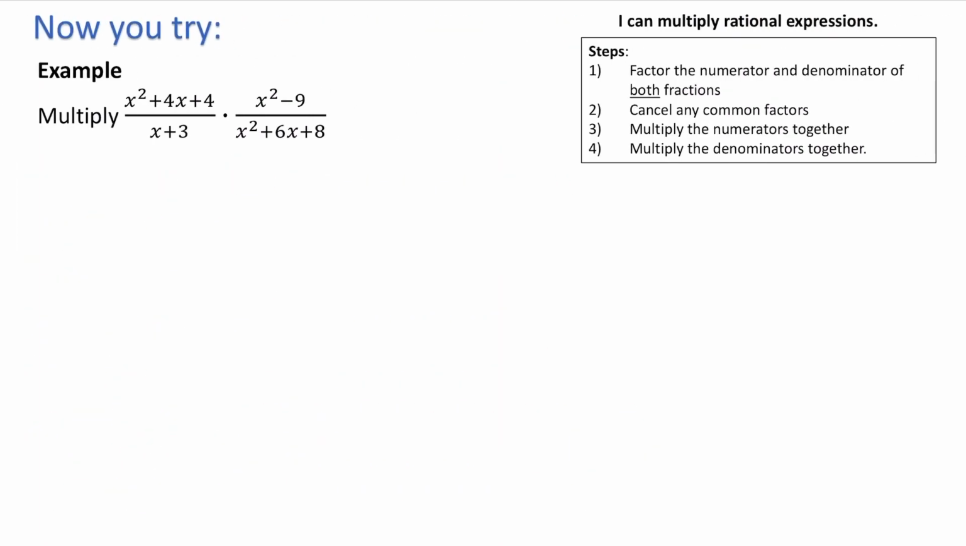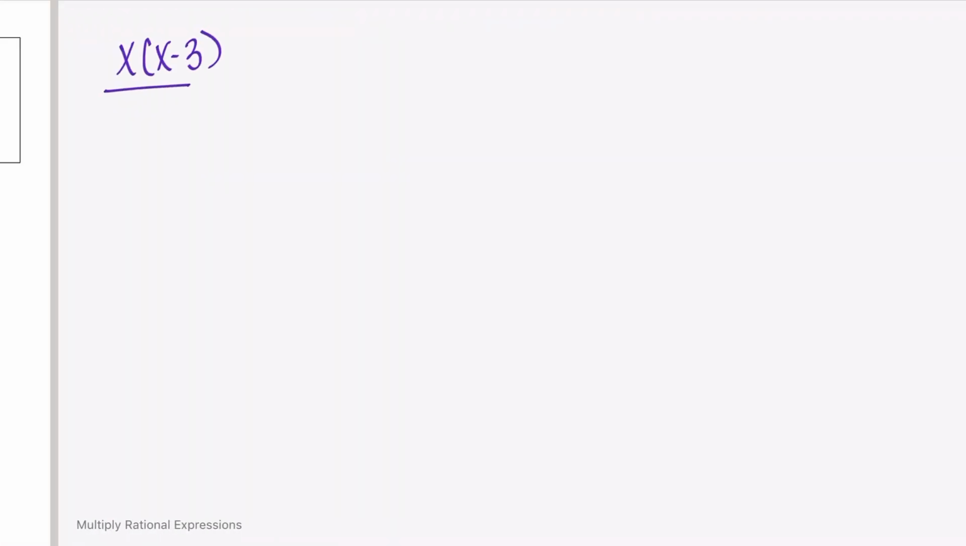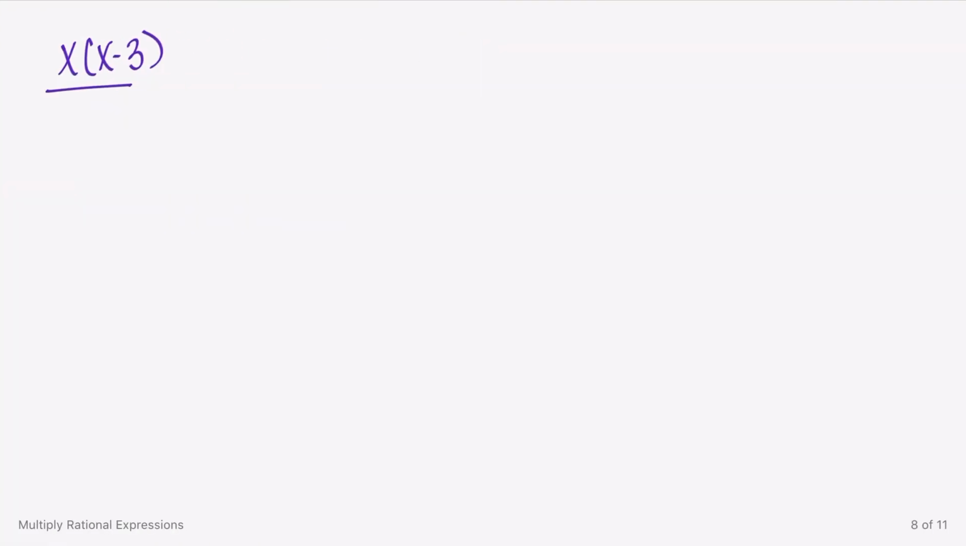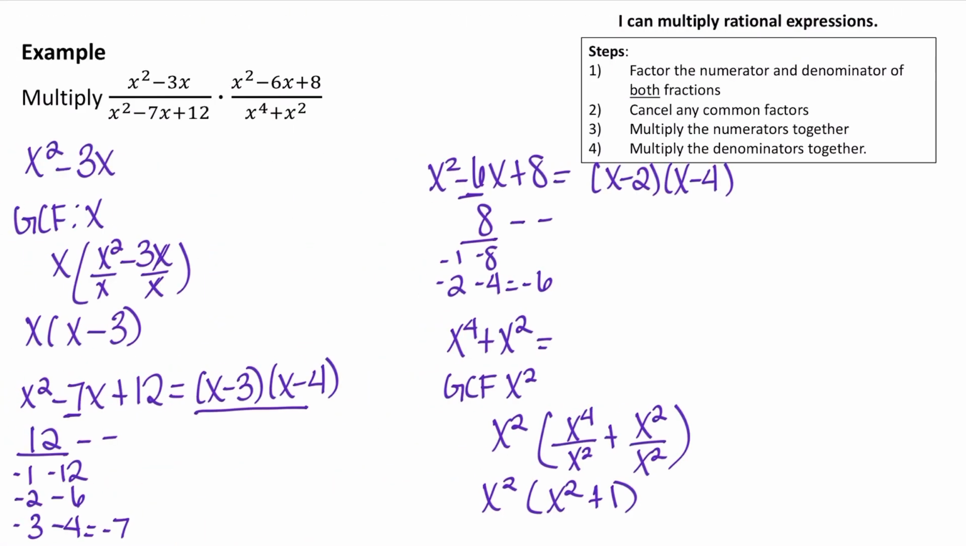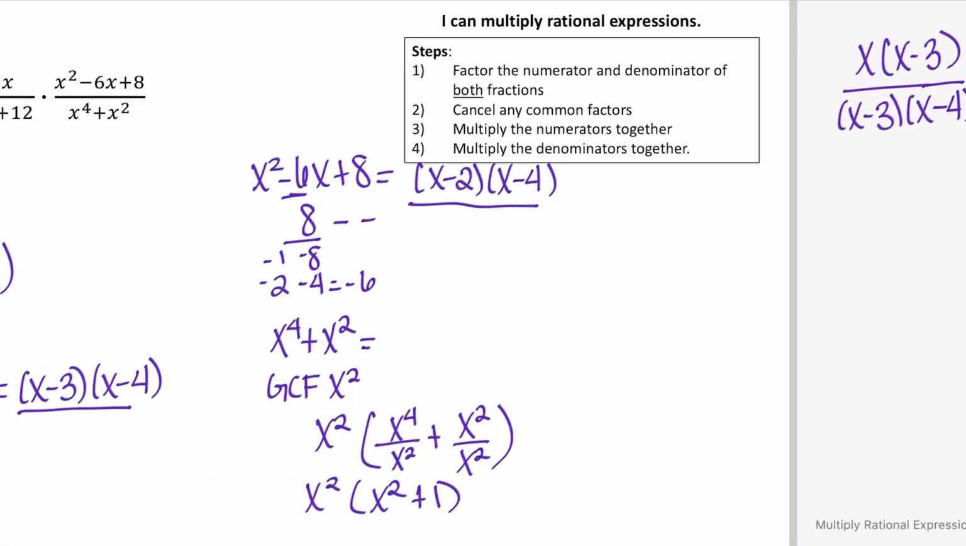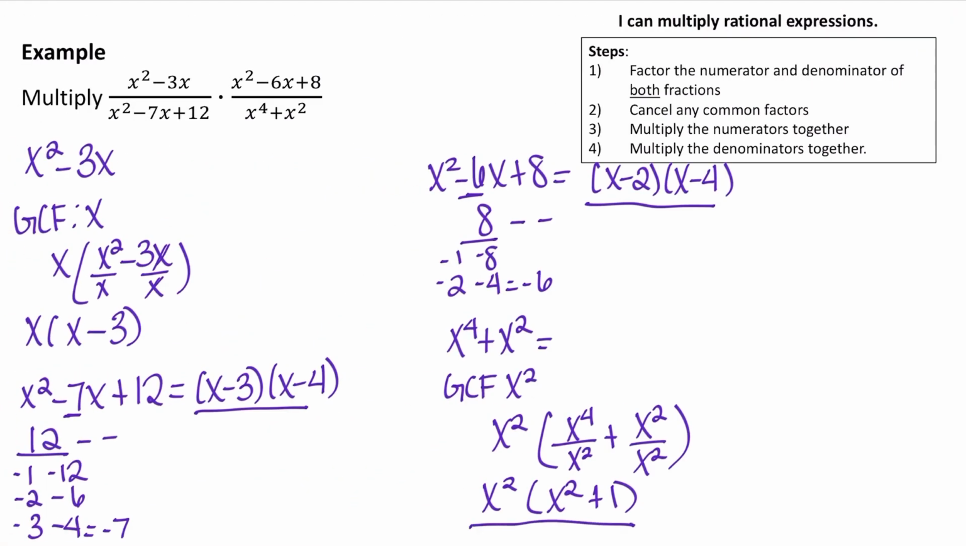So I have x times x minus 3 over, and then my denominator is going to be x minus 3 times x minus 4. And then multiplied by my numerator, which is x minus 2, x minus 4. And the final denominator, which is x squared times x squared plus 1.